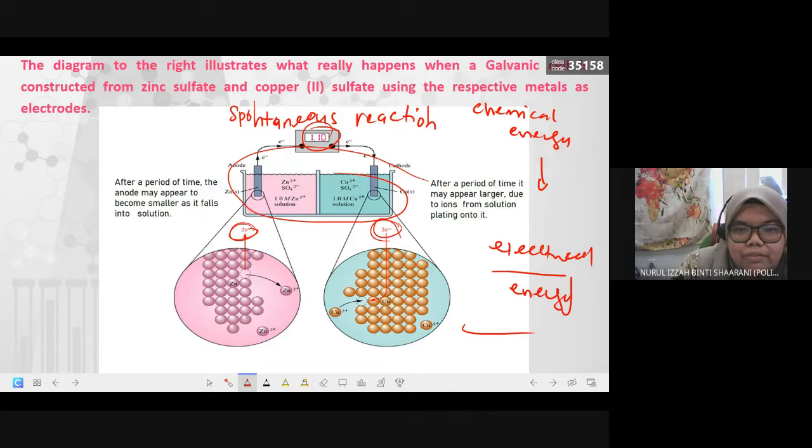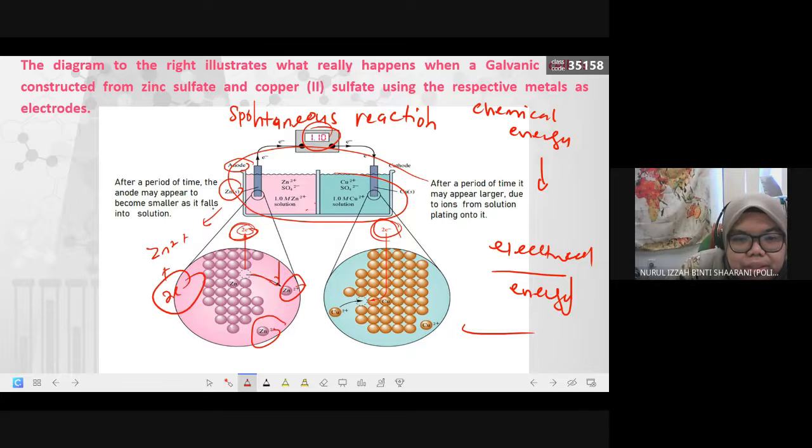So as we can see from this diagram, the anode is going to release an electron. As you can see, it is releasing an electron. So the zinc metal, when it releases electrons, will come out as zinc 2 plus, which is in the solution. After a period of time, the anode may appear to become smaller as it falls into the solution. So from solid zinc, it becomes zinc 2 plus plus 2 electrons.